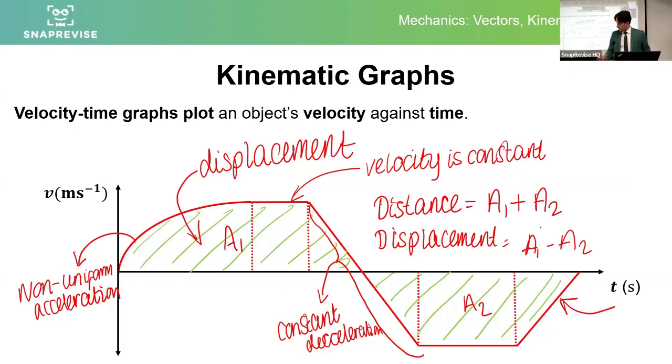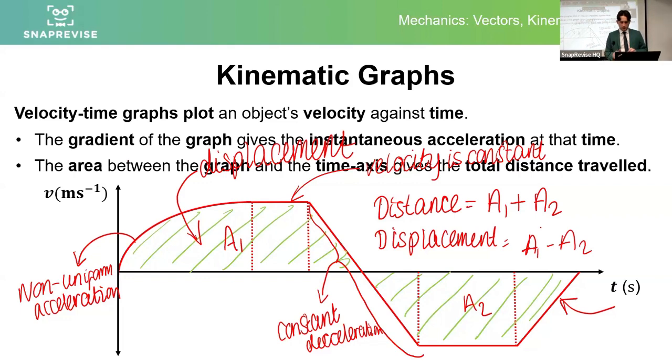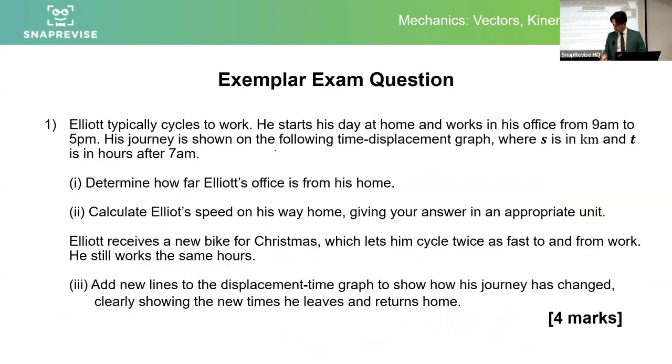Right, good. So let's keep going with this and see how we get on. We're going to do another big exam question because it's these graph ones that do trip people up quite a lot. So let's have a little look. So here we go. Elliot typically cycles to work. He starts his day at home and works in his office from 9 a.m. till 5. His journey is shown in the following displacement time graph, where S is in kilometers, T is in hours after 7 a.m. Determine how far Elliot's office is from home.